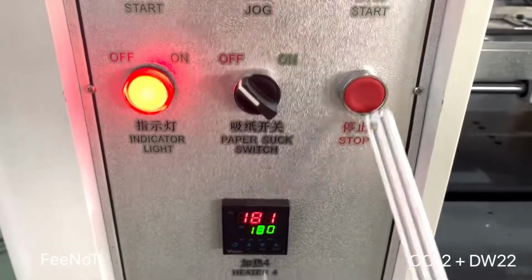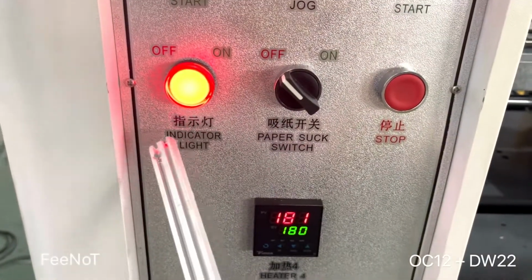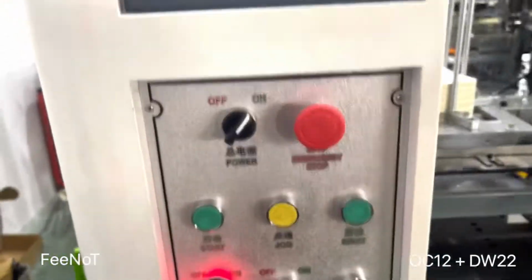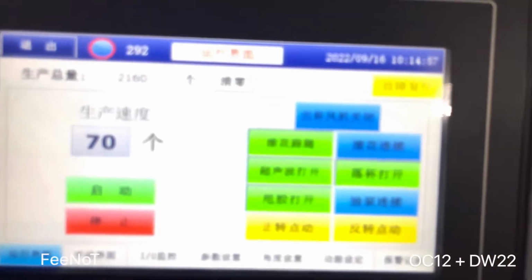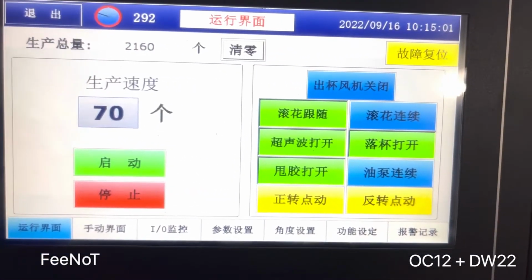And here is stop, and here is the heater on and off. And here is the paper stack and the indication. And here is inside the PLC control system.